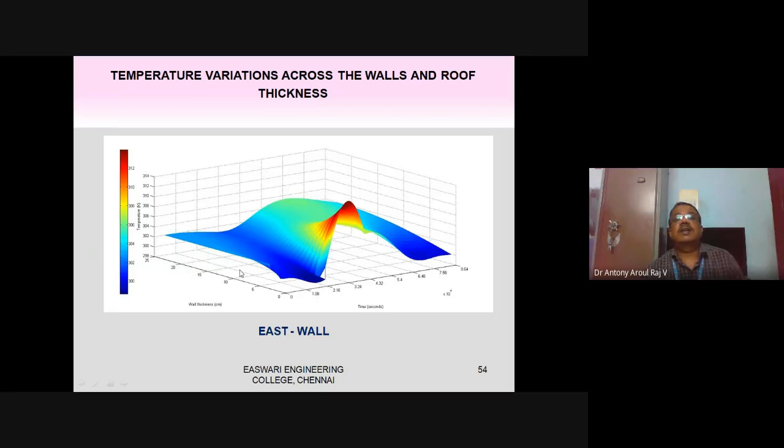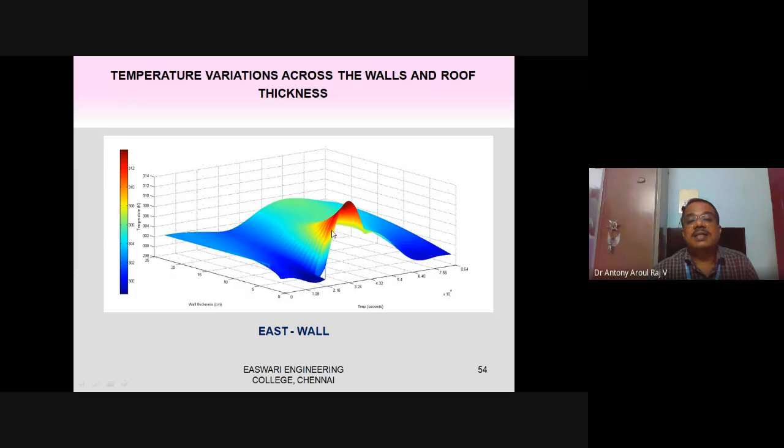So you can see, using MATLAB, we have found out the temperature history. For the east wall, you can see when it is entering inside, the variation of temperature is like this. And after that, what is happening along the depth of the wall? You are finding this peak is getting reduced. This is the depth of the wall, 25 centimeter thickness.